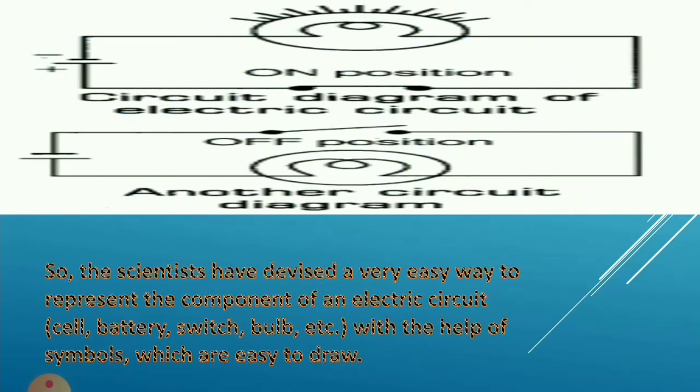Next, let's see the circuit diagram of an electric circuit and another circuit diagram. So the first diagram is in on position and the second diagram is in off position. So let's learn about that. The scientists have devised a very easy way to represent the components of an electric circuit, cell, battery, switch, bulb, etc. with the help of symbols which are easy to draw.